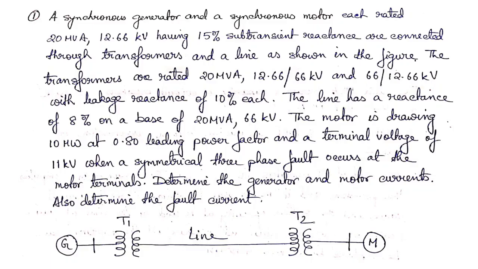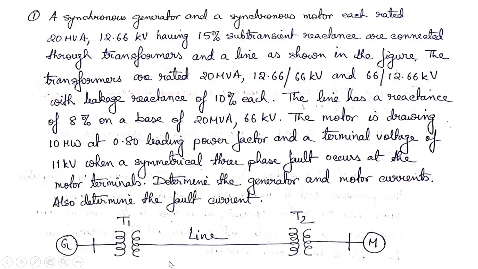So we have a problem here. We can see the problem. A synchronous generator and a synchronous motor, each rated 20 MVA, 12.66 kV, having 15% subtransient reactance, are connected to transformers and a line as shown in the figure. So here we have a synchronous generator and a synchronous motor. Each is rated at 20 MVA and 12.66 kV, and they have 15% subtransient reactance.